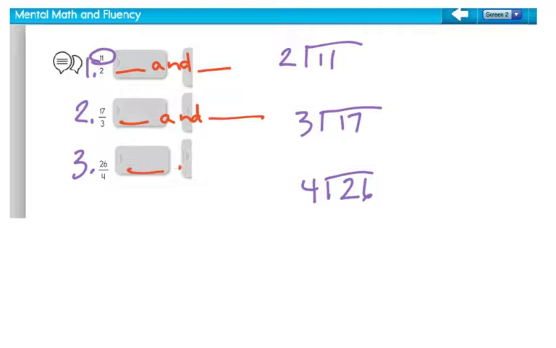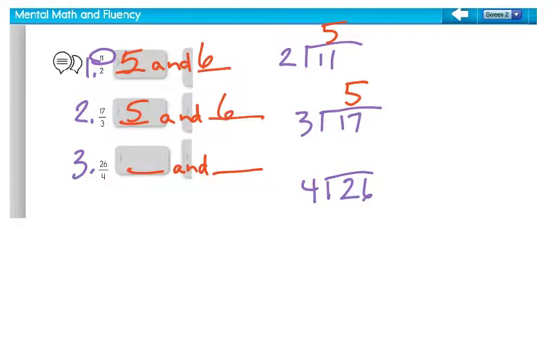So for example, number 1, how many 2's are there in 11? There's 5 with some remainder, so it would be greater than 5 but less than 6, between 5 and 6. Go ahead and pause your video and complete number 2 and 3. How many 3's are there in 17? Well, there's 5 with the remainder, so it's between 5 and 6.